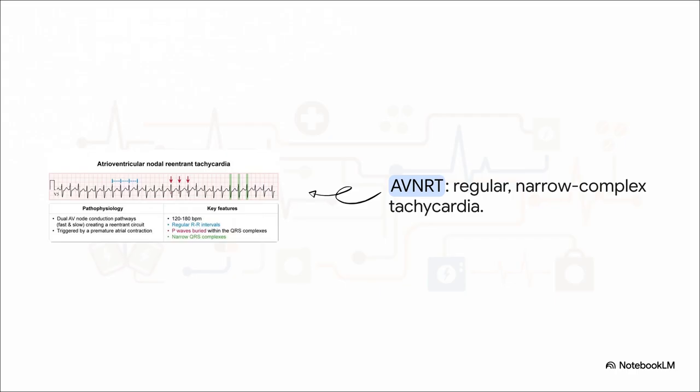If that doesn't break it, you push IV adenosine. Adenosine is great because it transiently blocks the AV node, terminating that reentrant circuit. Of course, if the patient is unstable, you bypass the meds entirely and go straight to synchronized cardioversion.